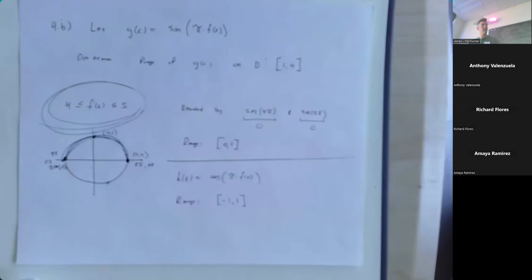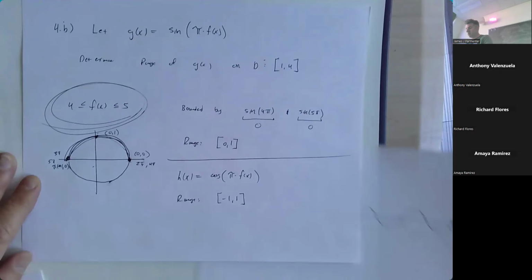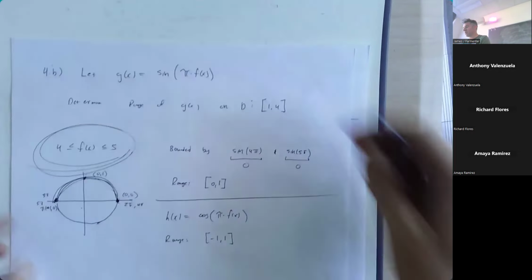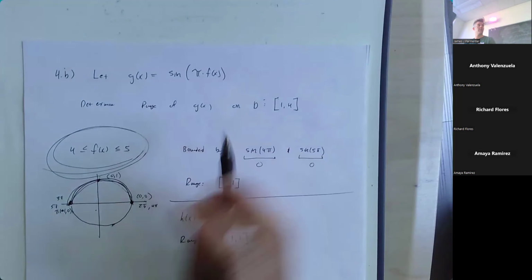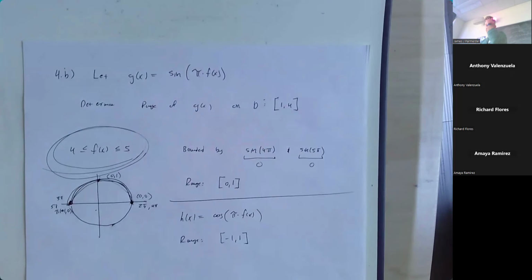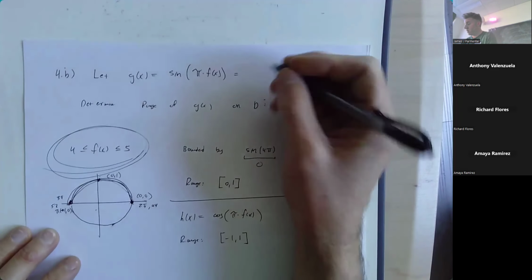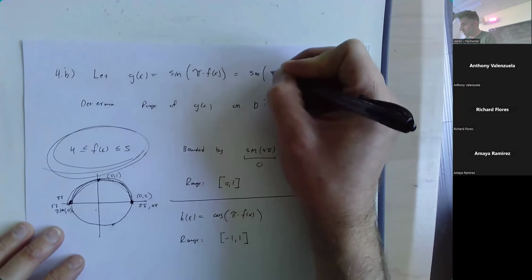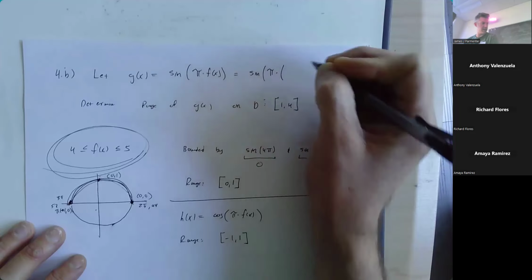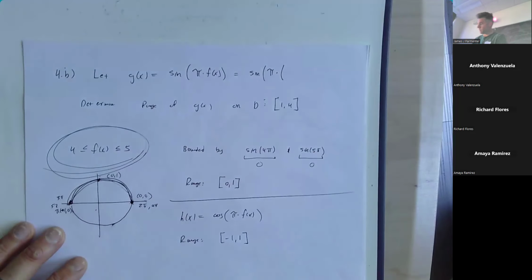Sorry, question. So we say g of x equals sine of 5 times f of x. What is f of x? f of x was the function from before. You could actually write it out: sine of pi times, what is it, x squared plus 4 over x.